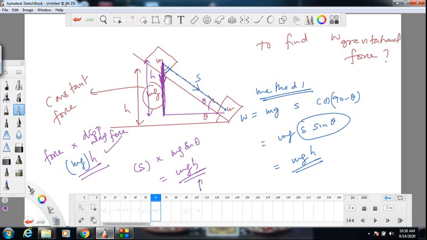Whichever way you do, sometimes you can do it by inspection. Force into displacement along force is sometimes very powerful, simple method. Force is mg, displacement along force means displacement in vertical direction is h. It came down vertically by h, so mgh is work done by the force. Simple, directly.